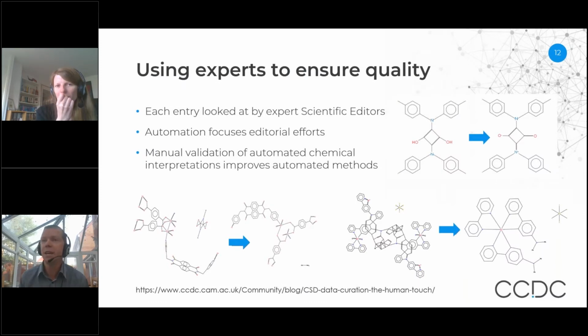So automation is an important part of the process, and it allows us to focus our editorial time on the most important parts of the validation process, so that we can make the data as useful as possible for our users. So here are a few examples in which our manual work is important to ensure the quality and the consistency of the data in the CSD. The diagrams show the before and after the manual work, which was required to correct the chemistry and clean up the chemical diagrams.